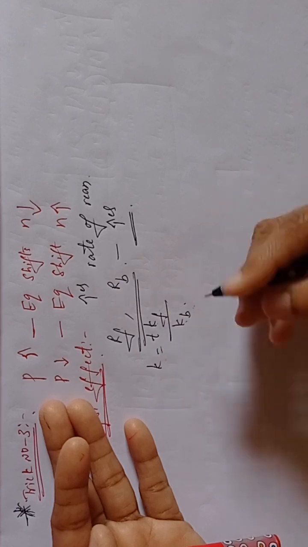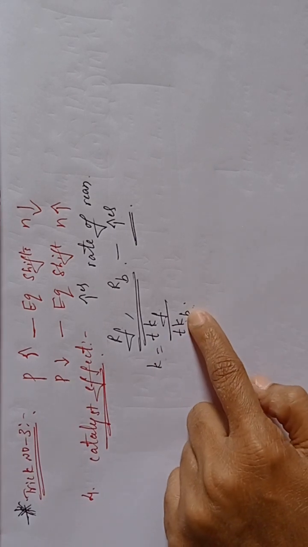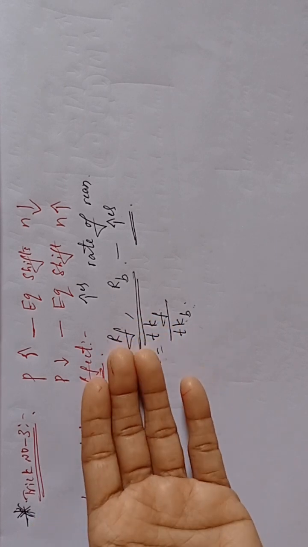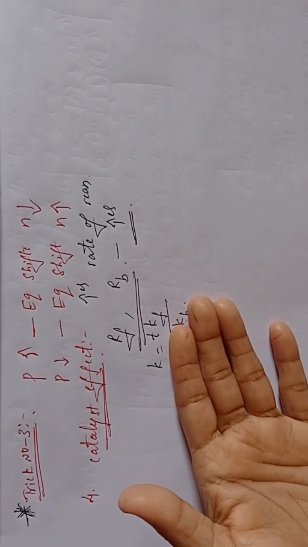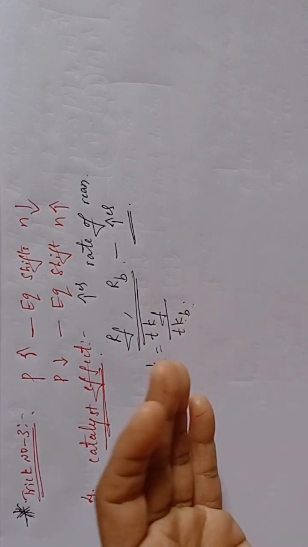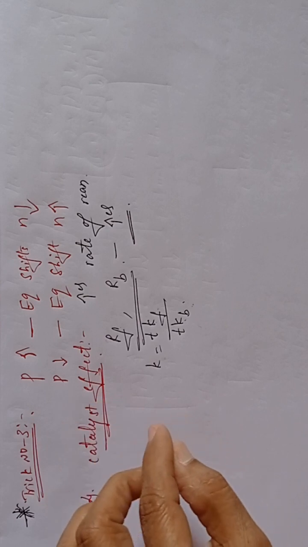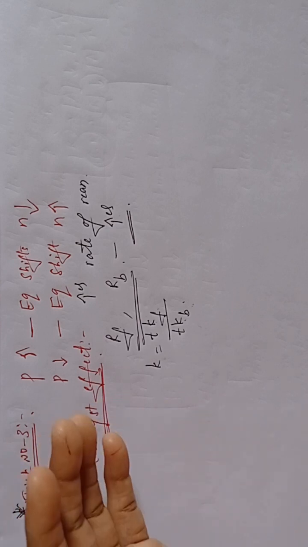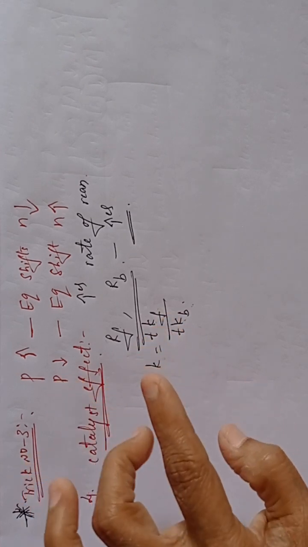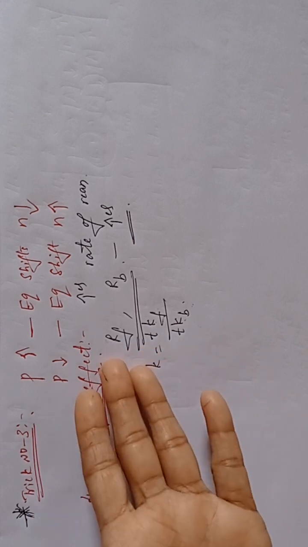For example, I am taking T times here. If the forward reaction is increased T times, the backward reaction is also increased by T times only. For example, the forward reaction is increased by 2 times. What about the backward reaction? It is also increased by 2 times. Suppose in a reversible reaction with a catalyst, the rate of forward reaction is increased by 2 times. What about the backward reaction? Option A, 1 time, 2 times, 3 times, 4 times.